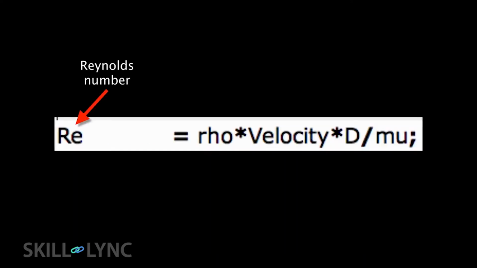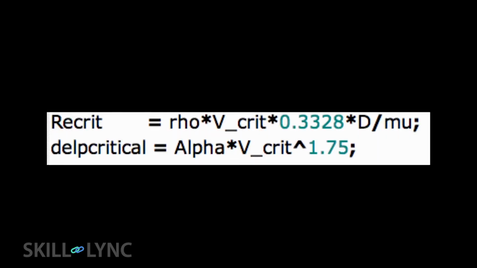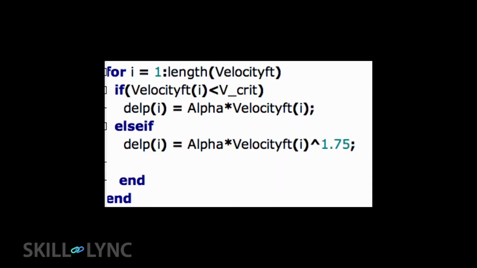First, we calculate the Reynolds number for each value of velocity. Note that since velocity is an array, the output of this operation is also going to be an array. Next, we calculate the critical Reynolds number based on the critical velocity. Note the factor 0.3328 appears here to convert the velocity to meters per second. We use a for loop to loop through the entire velocity_ft array.